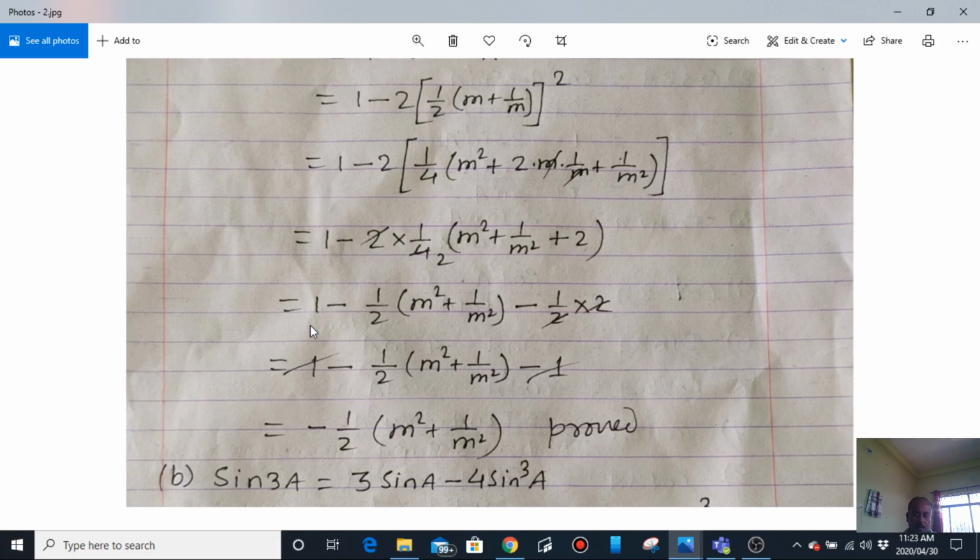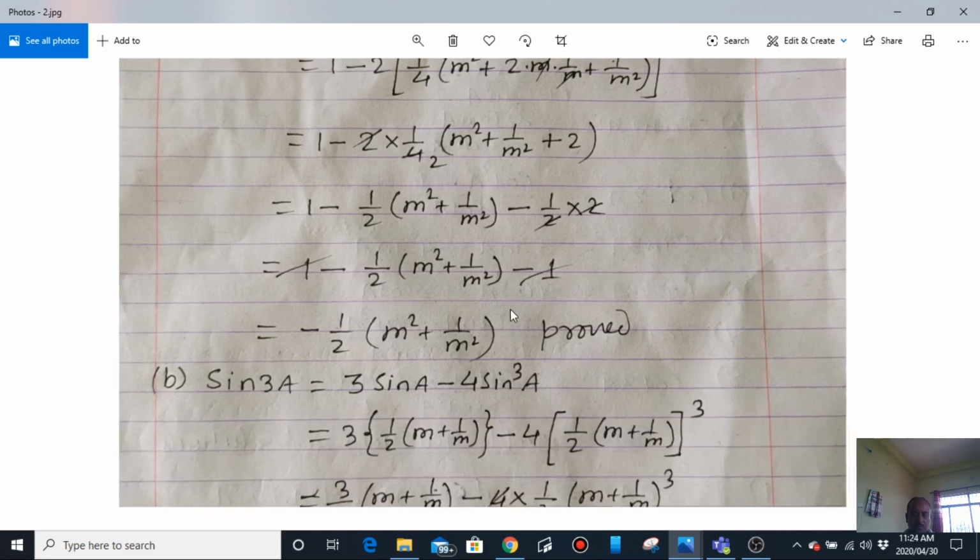Now 1 minus, here 2 to the 4 cancel. So 1 minus this, 1 by 2 is left. M square plus 1 by M square here, and then minus 1 by 2 into 2. So minus 1 by 2 into 2, the 2s cancel. 1 minus 1 by 2 bracket M square plus 1 by M square bracket close, minus 1. The 1s cancel. So what is left? That is RHS. That was to be proved.